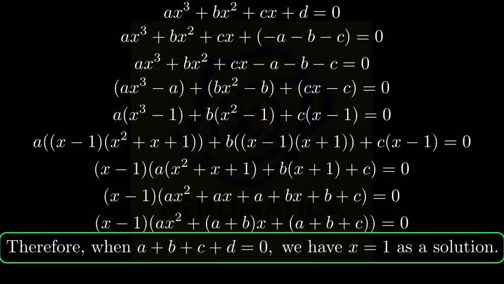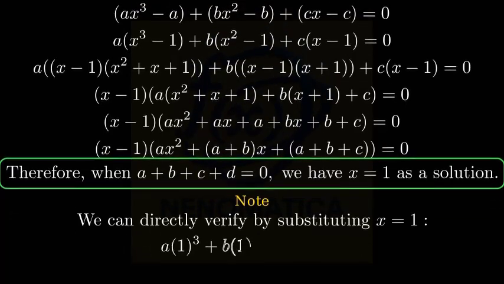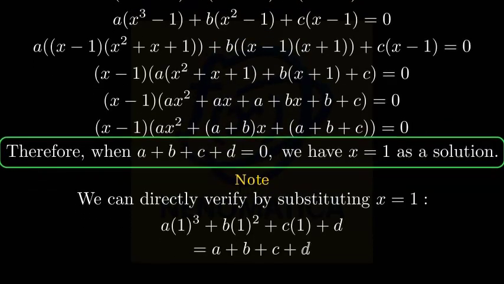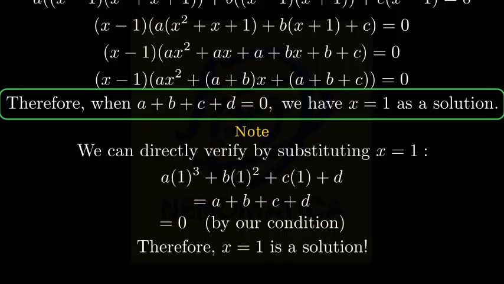It's worth noting that there's also a direct way to verify this result without the factorization approach. We can simply substitute x equals 1 into the cubic equation and check if it gives us 0. Let's see the direct verification. If we substitute x equals 1 into the cubic equation, ax cubed plus bx squared plus cx plus d, we get a times 1 cubed plus b times 1 squared plus c times 1 plus d, which simplifies to a plus b plus c plus d.